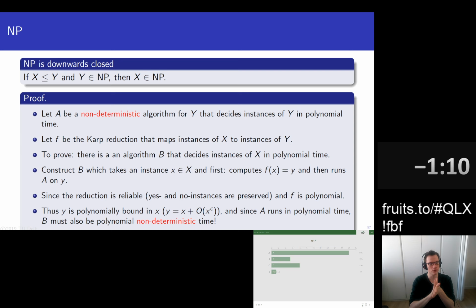Does that make sense, or are there questions about that, before we move on to the last property I want to talk about?